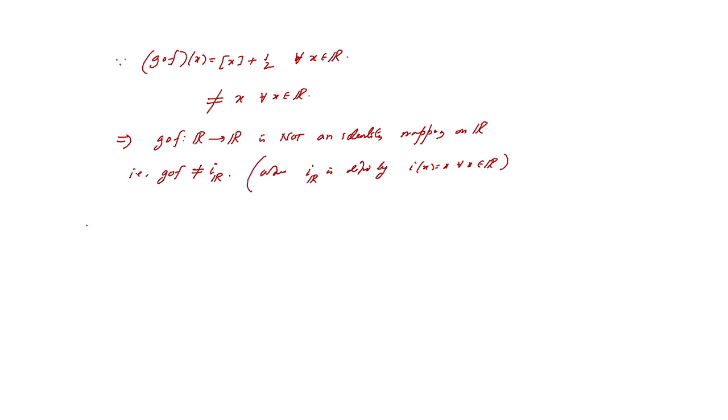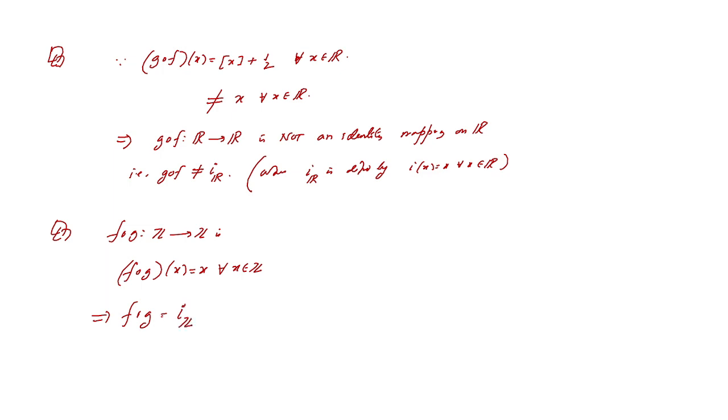Now we come to the second part. Is f composed g equal to I_Z? So what we have seen, f composed g from Z to Z, this is f composed g of x equals x for all x belonging to Z. So that means we can write this is an identity mapping on Z.